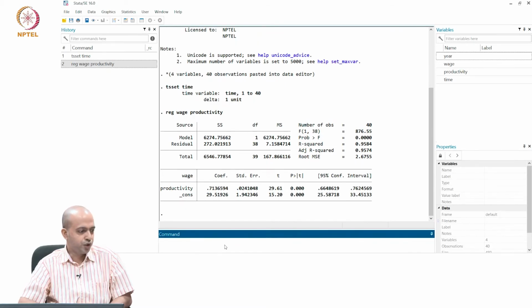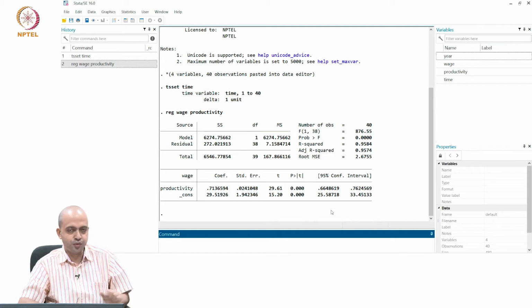Alright, reg wage productivity, and see, your productivity is highly significant because the p value is 0.000, so it is significant at the 1% level, highly significant. And look at your R square, it is 0.9584, a high R square, but still this result might be of less use unless we check for the autocorrelation problem.